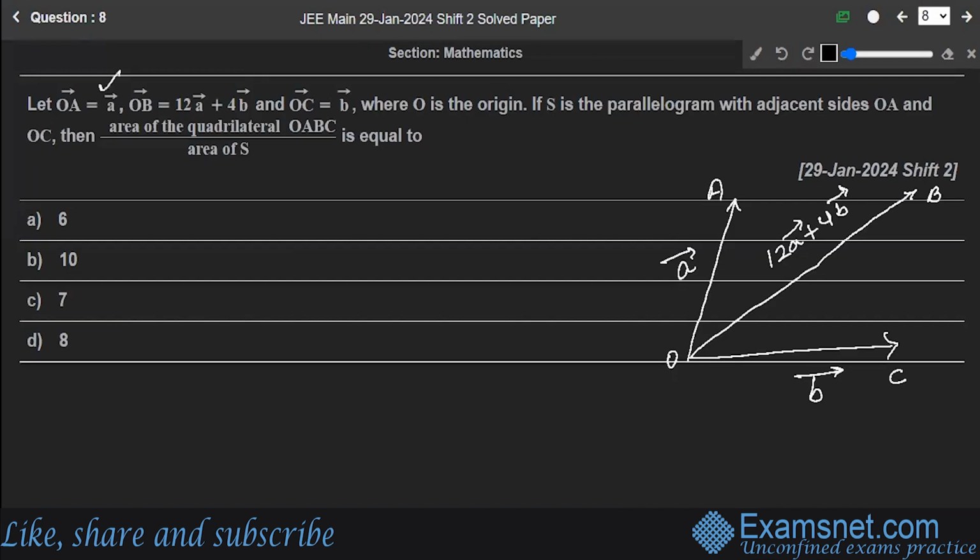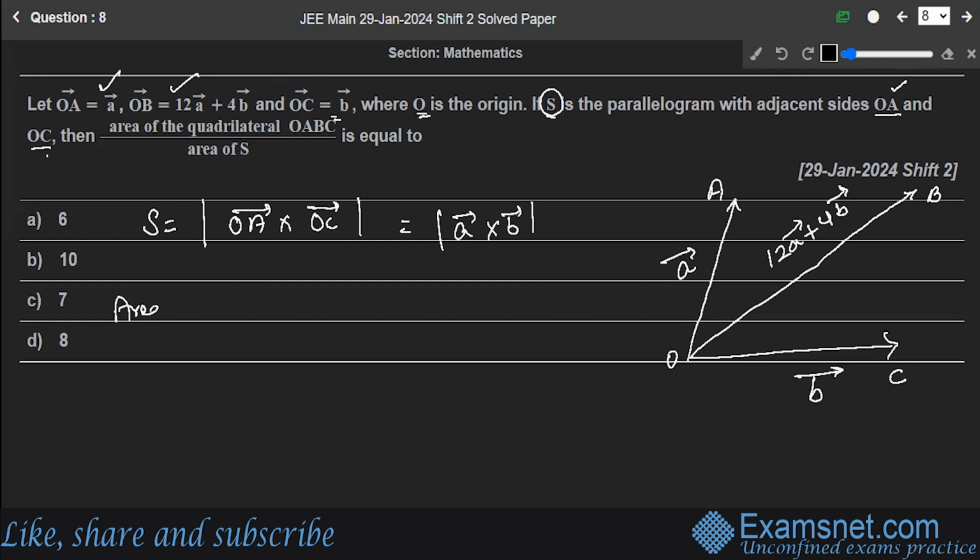Question number 8. Let OA be vector A, OB be vector B, given by 12A plus 4B, OC is vector B. O is the origin. If S is the parallelogram with adjacent sides OA and OC, then area of the quadrilateral OABC divided by the area of S is equal to. Okay, so first thing, you are given that S is the parallelogram with these adjacent sides OA and OC. So the area of the parallelogram S is given by the cross product of OA and OC. This is nothing but the cross product of A and B.